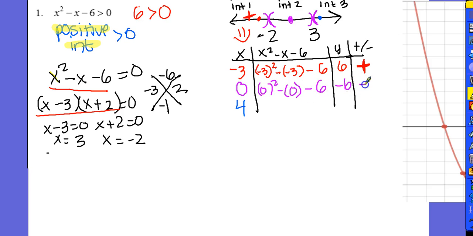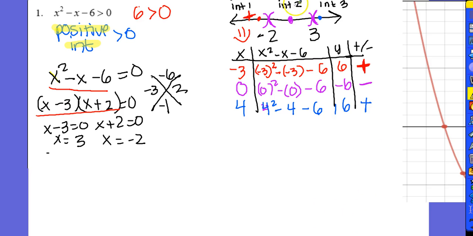So that's going to create a negative interval, because when I plugged in 0, I get a negative number. Okay. Now lastly, I'm going to plug in a 4. So 4 squared, 16, minus 4, 12, minus 6, 6.